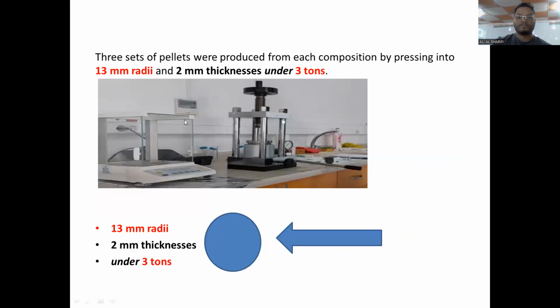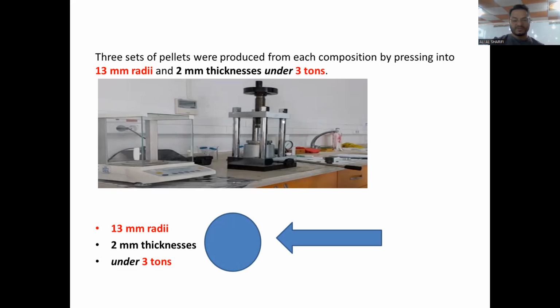Here, three sets of pellets were produced from each composition by pressing into 13 millimeter diameter, 2 millimeter thickness under 3 tons. With this pressure device under 3 tons, the researchers could produce the tablets, okay, the samples. This is the scale to specifically know how many grams we put.